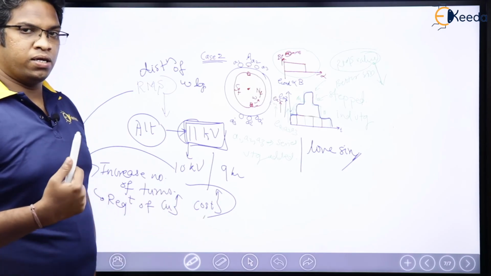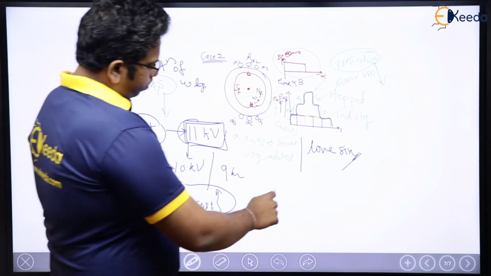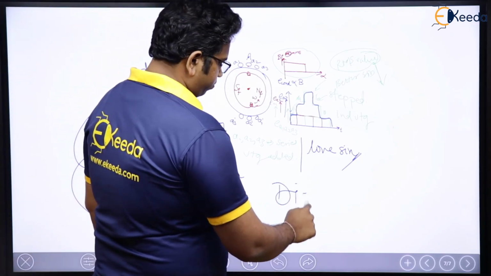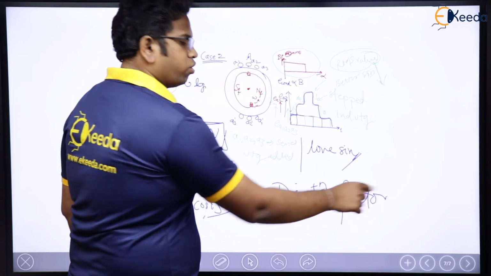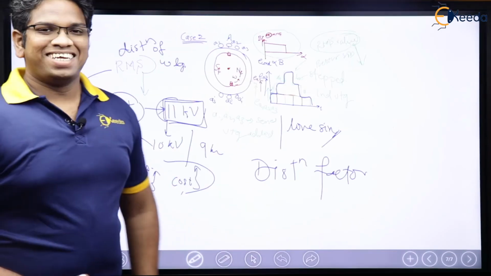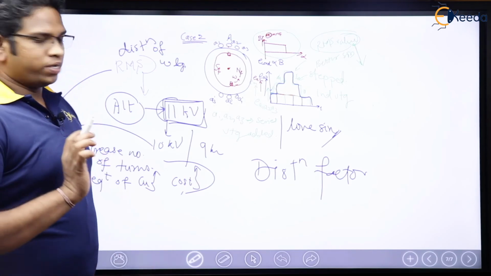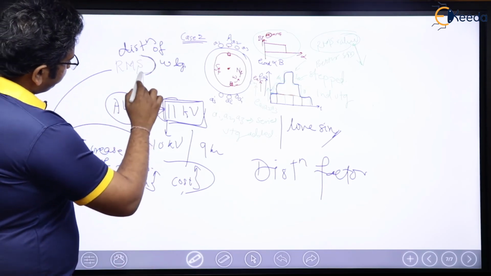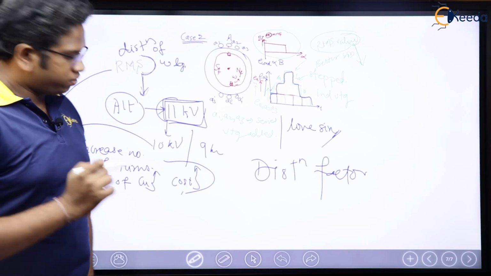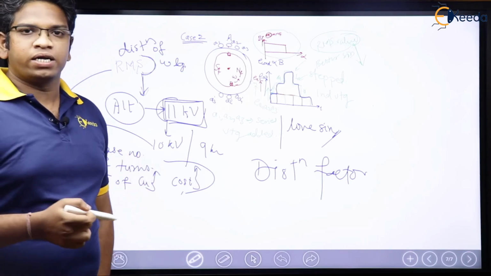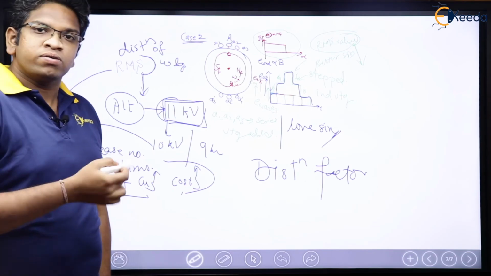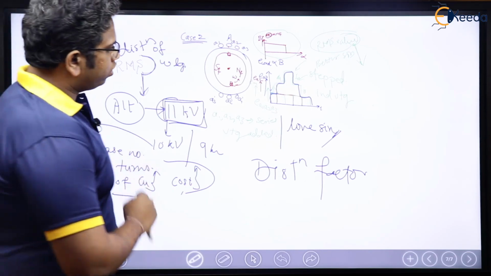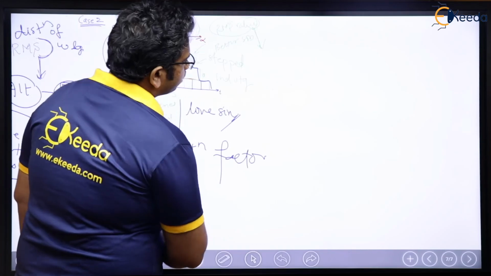Now, in the immediately next session, we will be discussing the distribution factor. What the distribution factor is and what its importance is, we will see. So now, if you observe, RMS was reduced, because of which the number of turns was increased, because of which copper requirement was increased, because of which cost was increased. So, moral of the story is what?